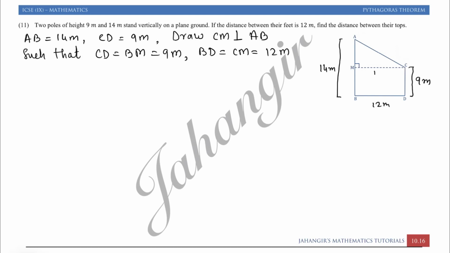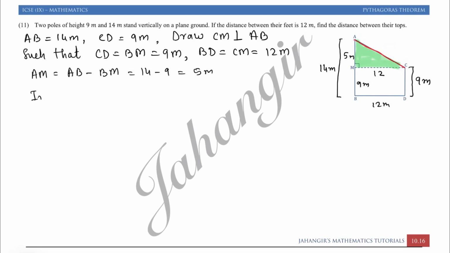Now if this is 12 meter and this is 9 meter, so I can find AM. We have to find the distance between their tops. Distance between their top is this AC. So if we consider this as a right angle triangle, then only we can find. So for that we have to find all sides which is related to this triangle. So I can say AM is equal to whole AB minus BM, that is 14 minus 9, which is equal to 5 meter. So this is my 5 meter.